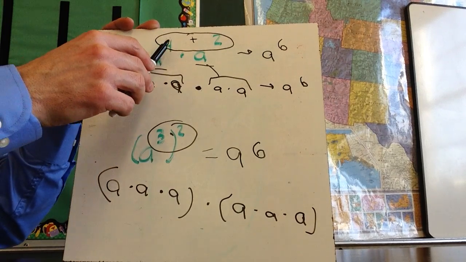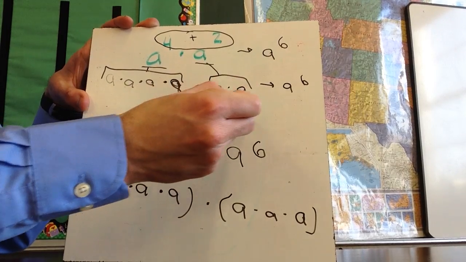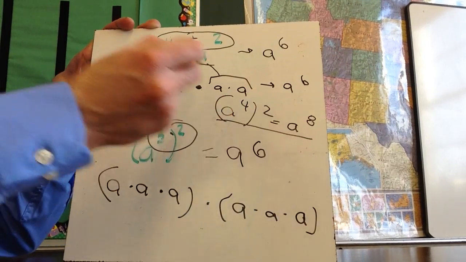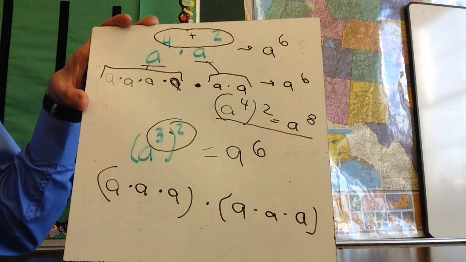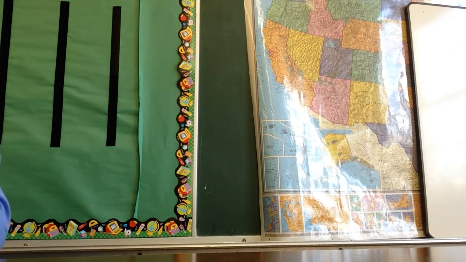Notice that both of these will get you a to the sixth, but they are two totally different problems. If you were to do a to the fourth squared, this will give you a to the eighth. So this problem and this problem are two totally different problems. All right, so let's practice some of that.